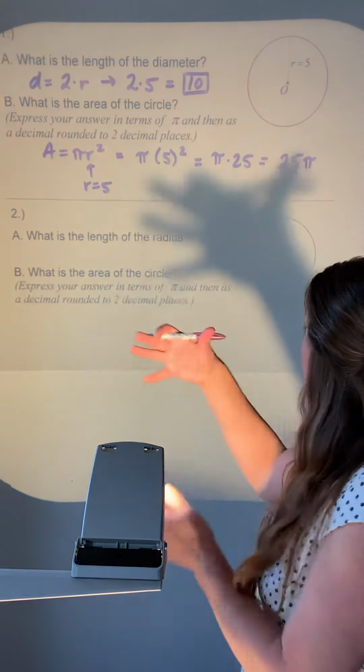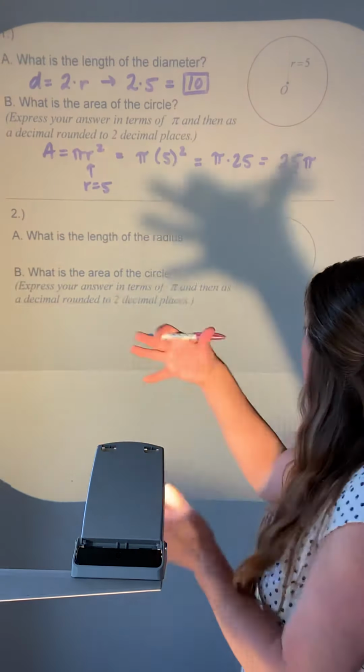Grab a calculator to know what that really would mean in terms of real world units. 25 times 3.14, and that would give us 78.5. So let's say that radius was 5 feet. The area would be 78.5 square feet. Again though, we talked about how in SATs and different types of standardized tests, they like to leave things in terms of pi, and that's why I'm requiring that you give me both.